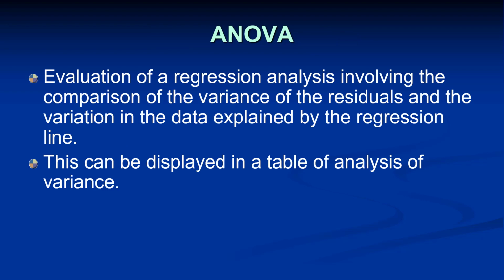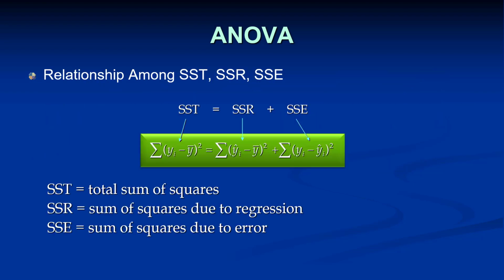Evaluation of a regression analysis involves comparing the variance of the residuals and the variation in the data explained by the regression line, which can be displayed in an ANOVA table. You should find this familiar. In regression analysis, the total sum of squares is equal to the sum of squares due to regression plus the sum of squares due to error.